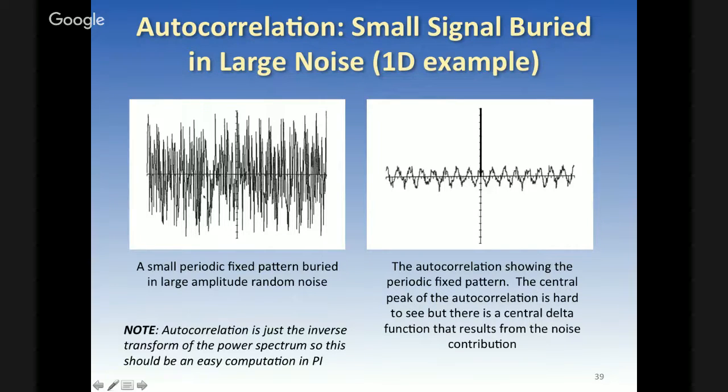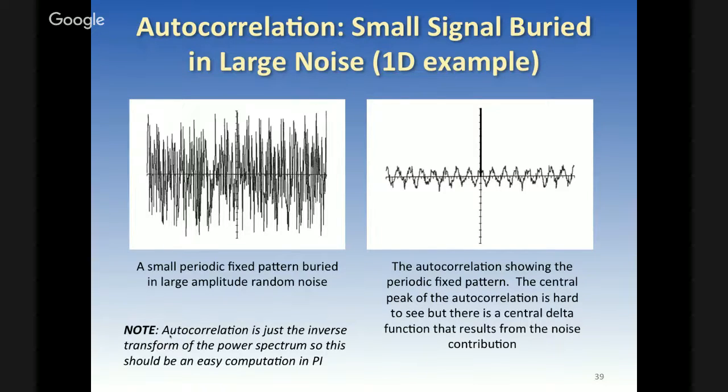Okay? And I should mention, I discovered in the last couple of days that the autocorrelation is pretty easy to compute in PI, or it should be. I didn't quite figure out how to do it. There's a few little issues, but it should be easy to compute this in PI and get a really nice result.